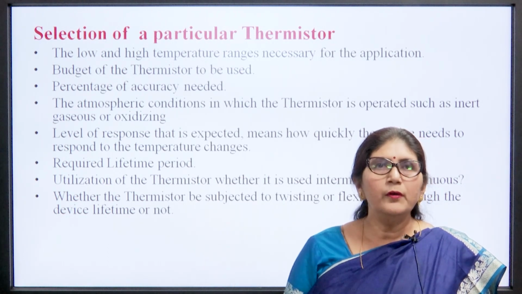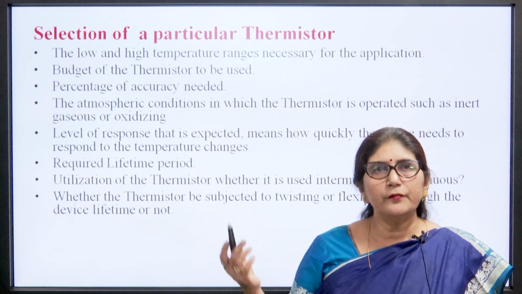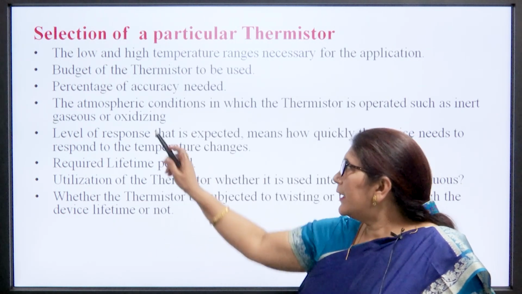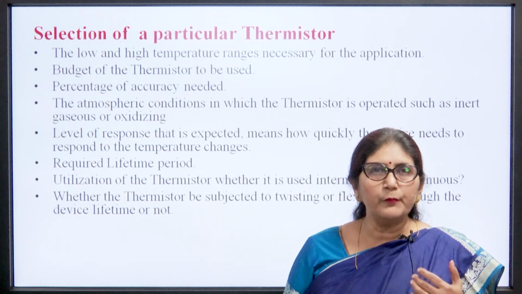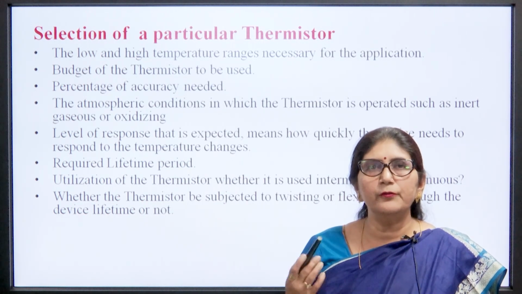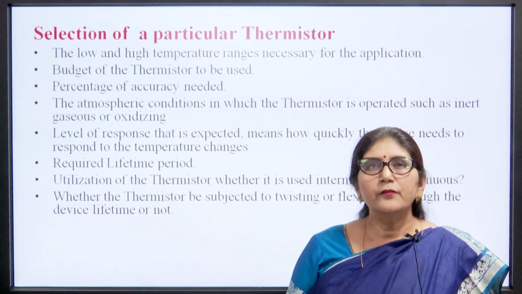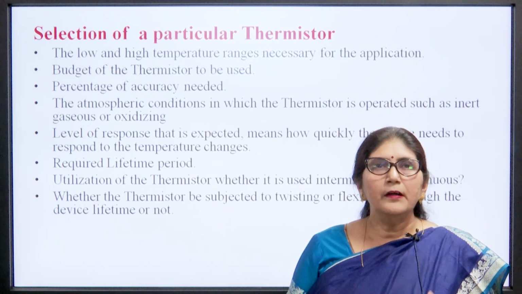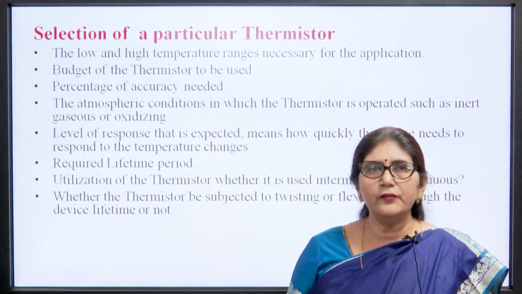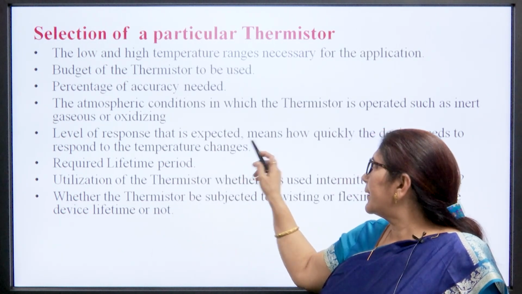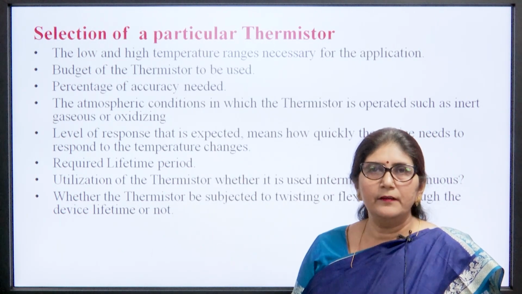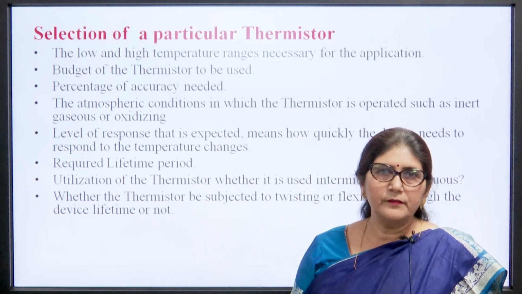Accuracy means how close the measured value is to the true value. Then the atmospheric conditions. At what atmospheric conditions we are going to use that particular thermistor, whether it is used in oxidizing conditions or not. Then the level of exposure that is expected, means how quickly we need the response.